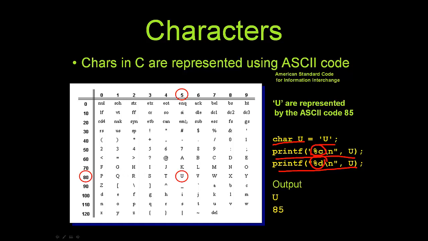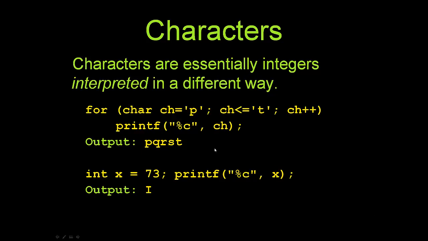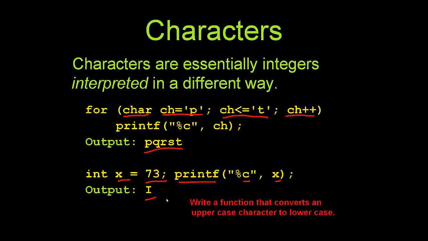So it should be clear that characters are actually integers. It's just that they're interpreted in a slightly different way. For example, if you do char ch equals 'p', and then loop while ch is less than 't', ch plus plus, you print p to t. Similarly, if you do x equals 73 and print it with %c, you get I. For homework, write a function that converts uppercase to lowercase based on this chart.